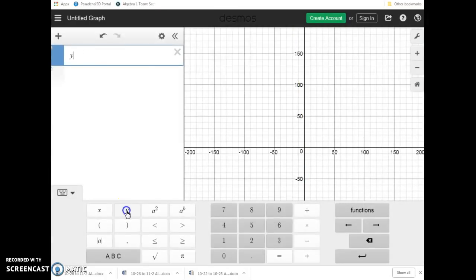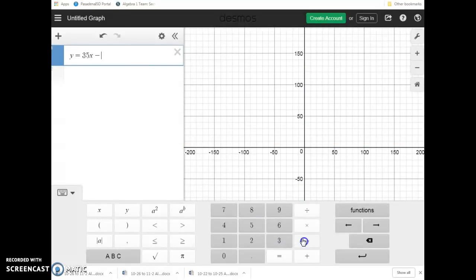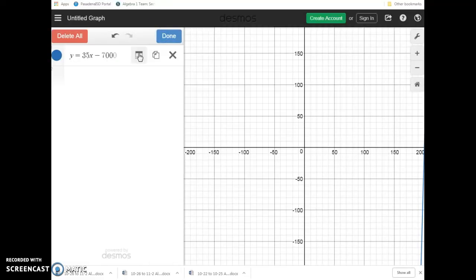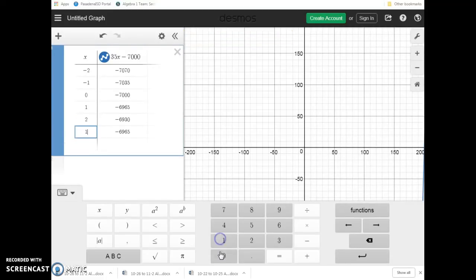Again, you can just say y equals 35x minus 7,000. Okay. Do the settings, I want the table for that equation. And I'm going to start typing in the answer choices. Letter A told us 100.